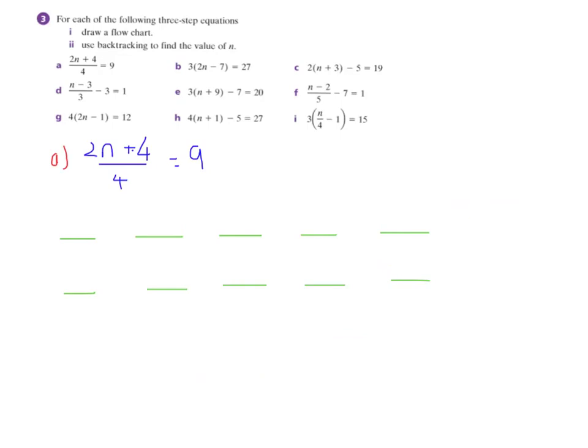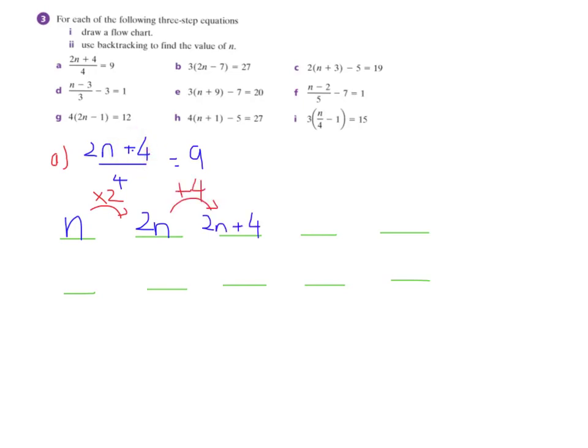Rightio. So these ones here, the next question is a 3-step equation. So that means we have to add extra boxes. So let's have a look at this one. We'll just do it quickly. So I've got my n. What's my first step that I do with the n? This 2n means times 2. So I do my times 2. So I get 2n. What's the next step?